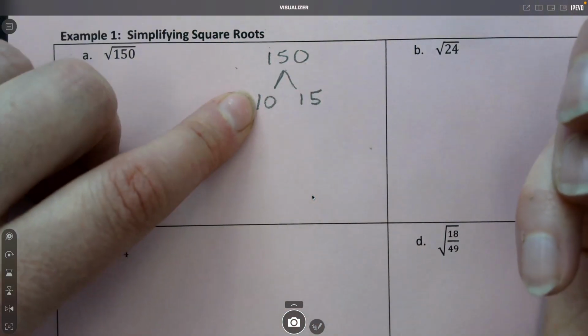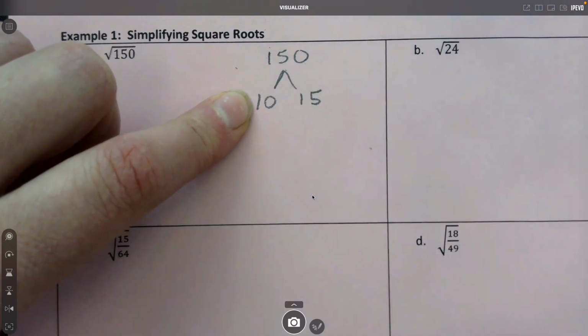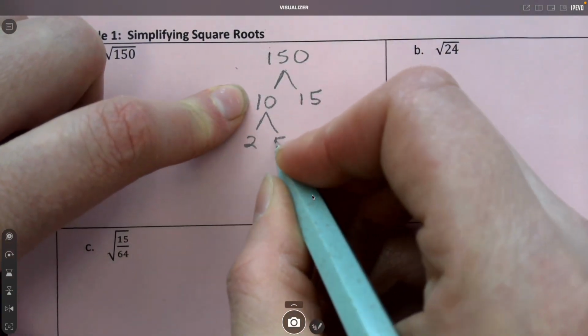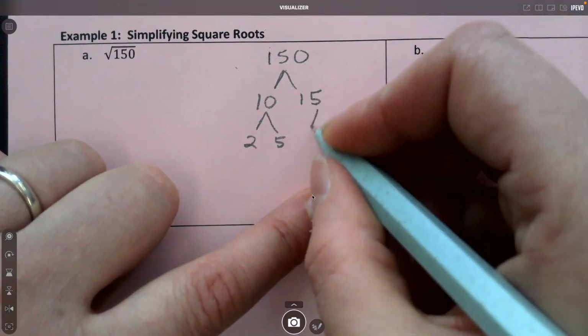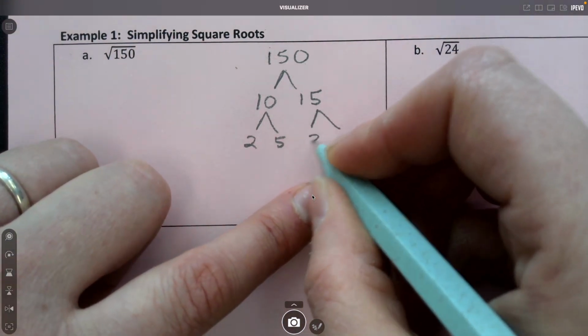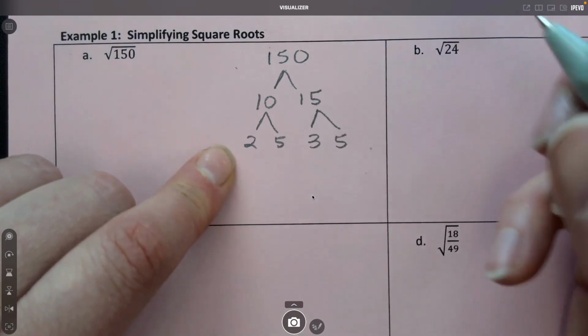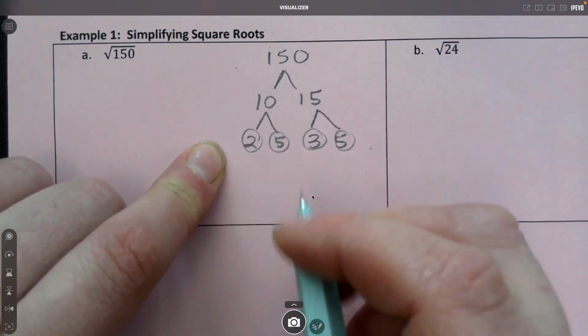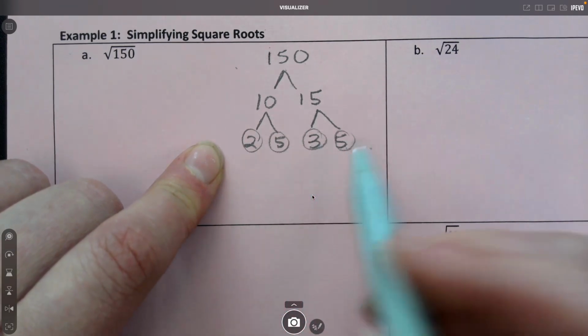And then I have to think, can I break down 10 or is that a prime number? Well, 10 is really 2 times 5, so I can break that one down. Same thing with 15 over here. 15 is going to be 3 times 5. So it turns out that 150 is all of these little numbers multiplied together. 150 is 2 times 5 times 3 times 5.